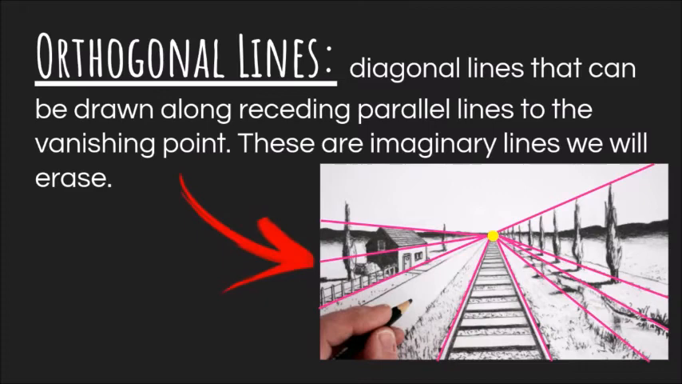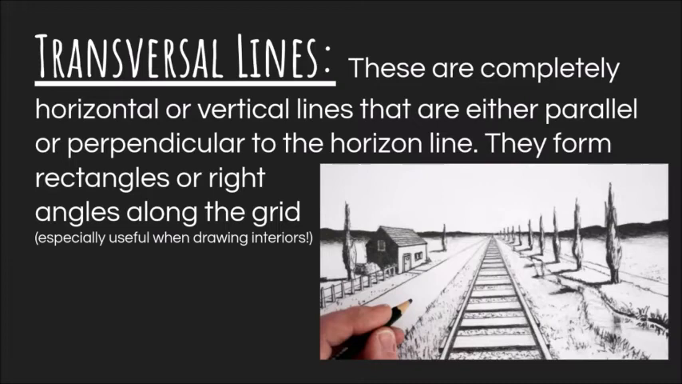Now, the next one we're going to be talking about is a special kind of line called transversal lines. These are completely horizontal or vertical lines, and they are either parallel or perpendicular to that horizon line, okay? They form rectangles or right angles along the grid, and these are especially helpful when we work with interiors, which since our project is going to be an interior room drawing, this is perfect, okay? And those transversals, notice how they're all vertical or all horizontal, okay? They are the ones that connect together our orthogonals, which are those diagonal lines that go to that vanishing point.